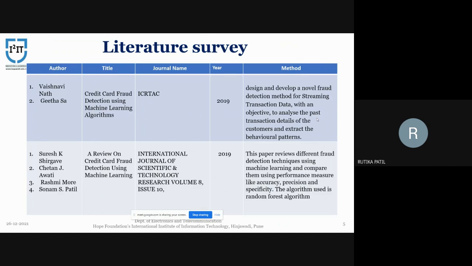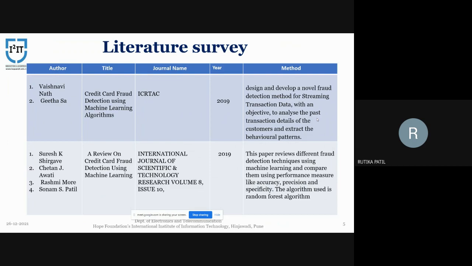The title of the third literature survey is Credit Card Fraud Detection Using Machine Learning Algorithms. It is published by ICRTAC in 2019. In this paper, they design and develop a novel fraud detection method for streaming transaction data, with an objective to analyze the past transaction details of the customers and extract the behavioral patterns.